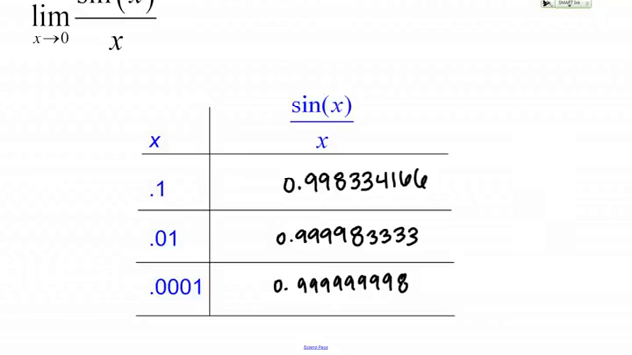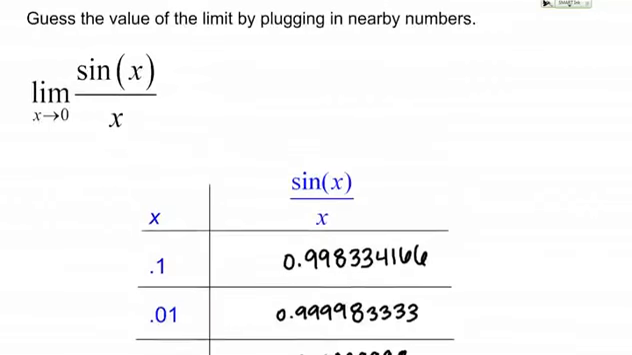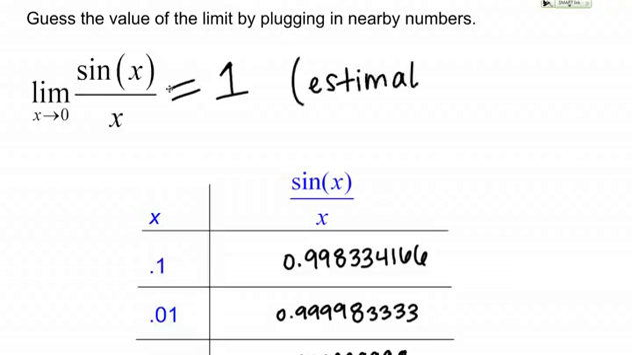So let's try to estimate the limit. As x gets closer and closer to 0, what does it appear that the function values are approaching? Well, to me it looks like they're approaching 1. So I'm going to estimate that this limit equals 1. And just to remind you that this is just an estimate, I'm going to put that out to the side. We can never know for sure just by looking at the table.